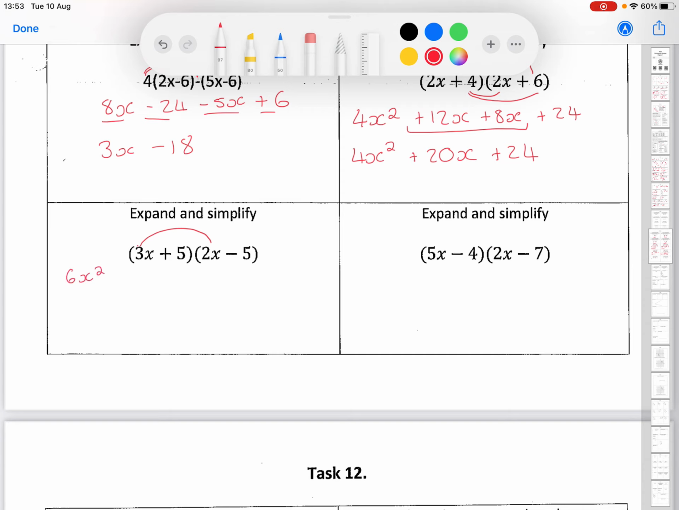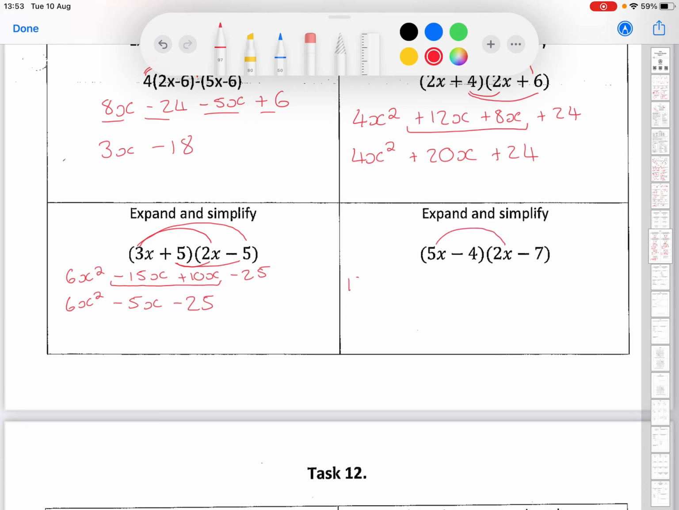Next one, we've got 3x times 2x, so that gives us 6x squared. Then we do 3x times our minus 5, so our outer one, so that goes minus 15x. Then we do our inner one, so 5 times 2x, that gives me 10x. And our last ones, we do plus 5 times minus 5, so gives minus 25. So we've got 6x squared, then we do minus 15, add 10 to give us minus 5x. And we minus 25. So again, you can only bring together those middle ones.